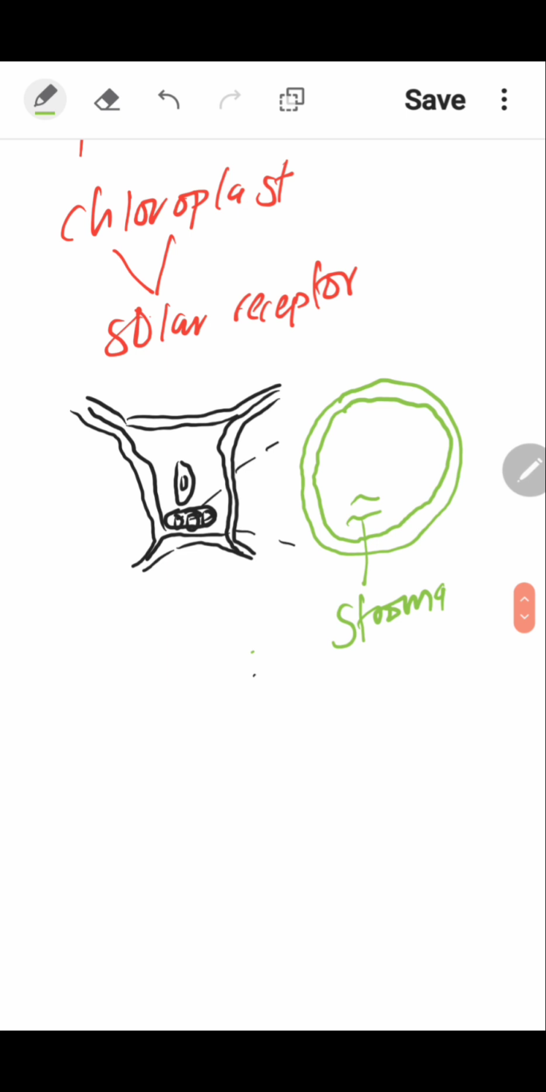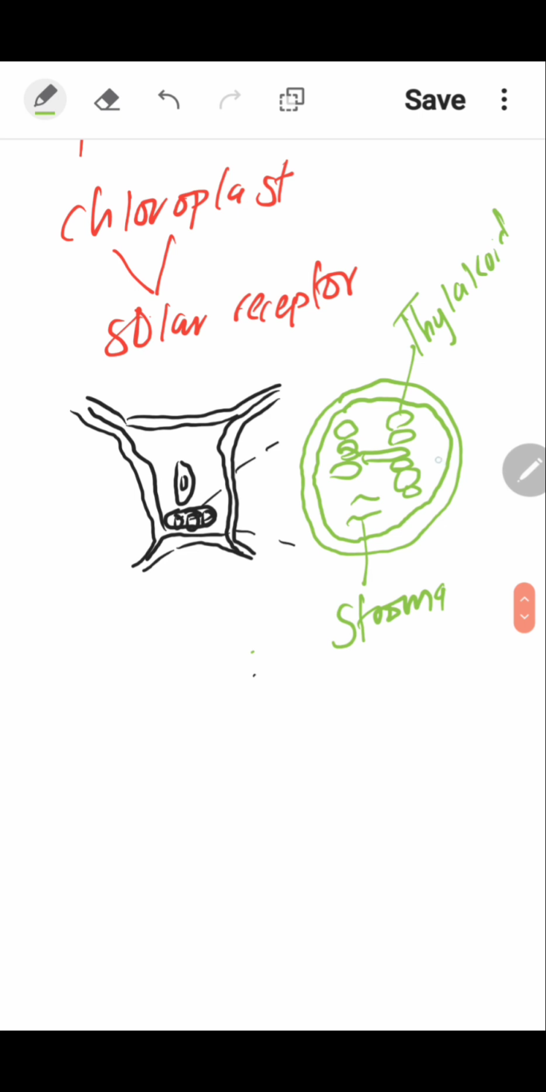And within a chloroplast, we also have a folded sac like this. These folded sacs are called thylakoids. The thylakoids are tiny membrane sacs containing the chlorophyll in the chloroplast.